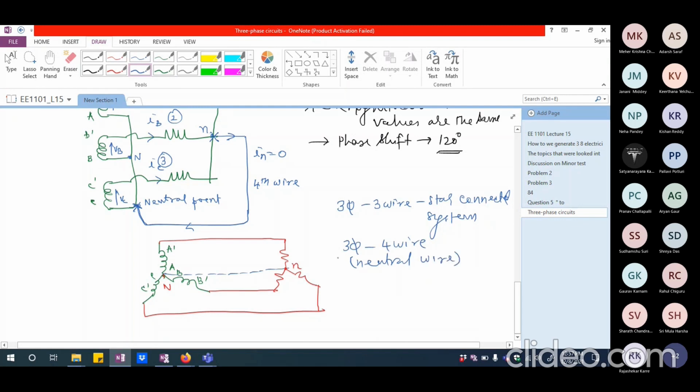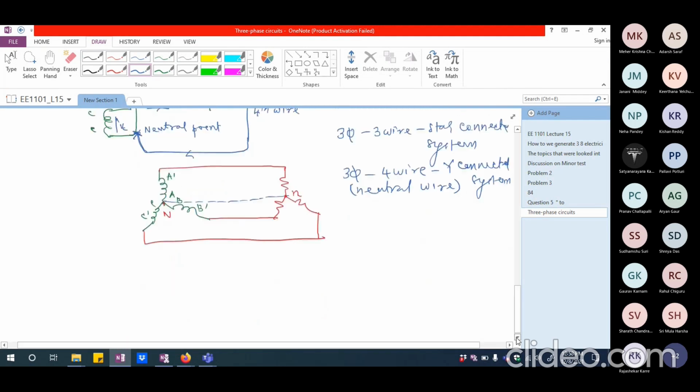Then I call this a three-phase, four-wire star connected system. So these are essentially two different types of star connected system. In certain cases, we will see the neutral. In certain cases, we will not see the neutral.